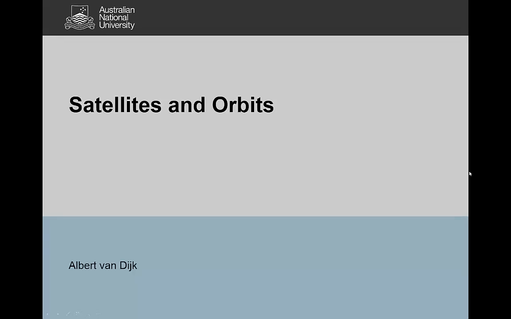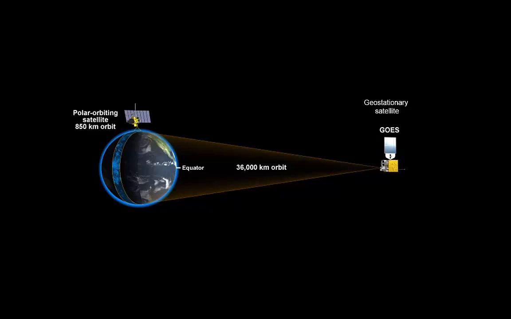Hi, this is Albert van Dijk, and in this video I'd like to explain a little bit about satellites and orbits. Now, this is not an aeronautics course or anything like that, so I'm not going to get into too much detail, but when you look at remote sensing imagery, you've got to know a little bit about the orbit of the satellite, and particularly you've got to know whether you're looking at data from a geostationary satellite or from a polar orbiting satellite.